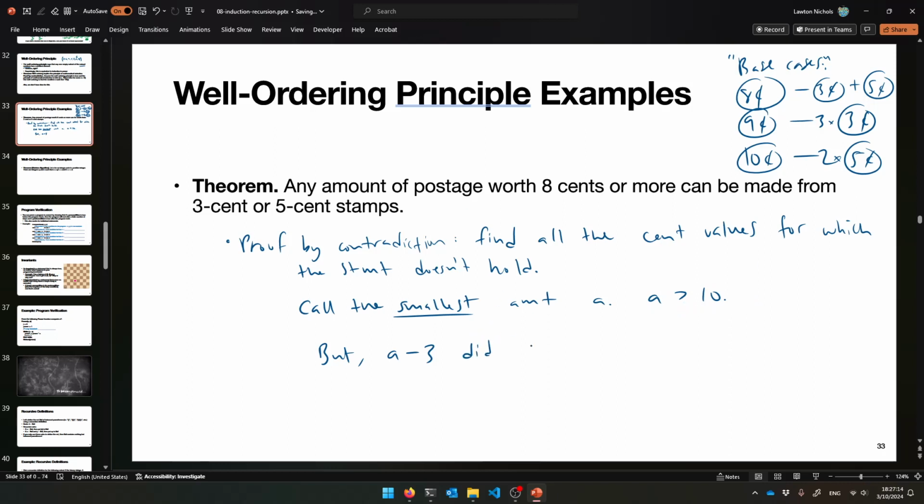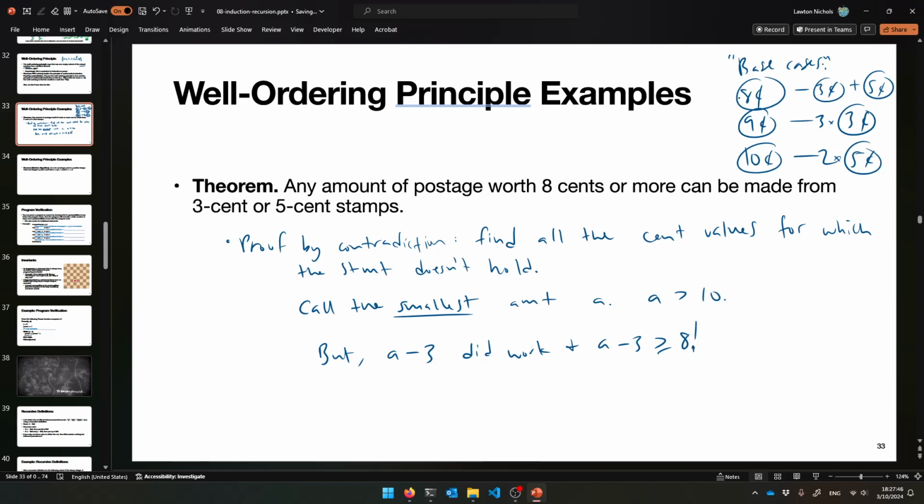It was at least, it was at most, no, sorry. I can't do this. It's backwards in my mind. A minus 3 must have been at least 8. So it's 8 or bigger. And we know that amount did work, right? A minus 3, because that wasn't the smallest one. That one must have held. That one did work. A minus 3 did work. We could find stamps for that one. And A minus 3 was at least 8. It was greater than or equal to 8.